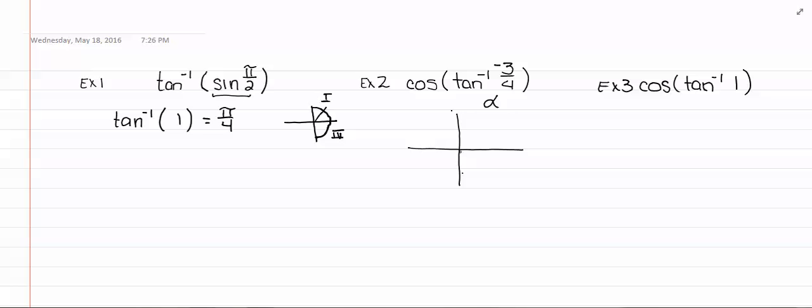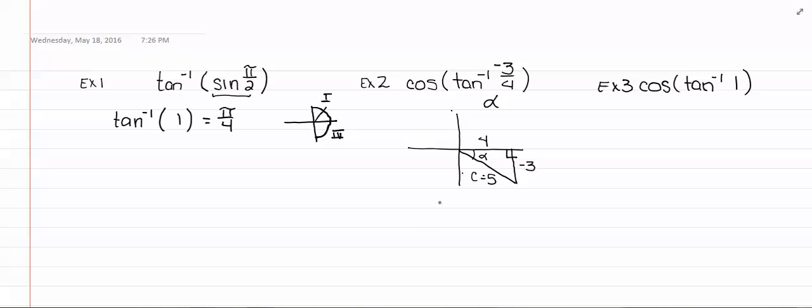So I draw my right triangle here, and tangent is opposite over adjacent. So if this is alpha, my opposite is going down 3 and adjacent 4. You can use the Pythagorean theorem to figure out the hypotenuse of the triangle. Negative 3 squared plus 4 squared is c squared, so c is 5.